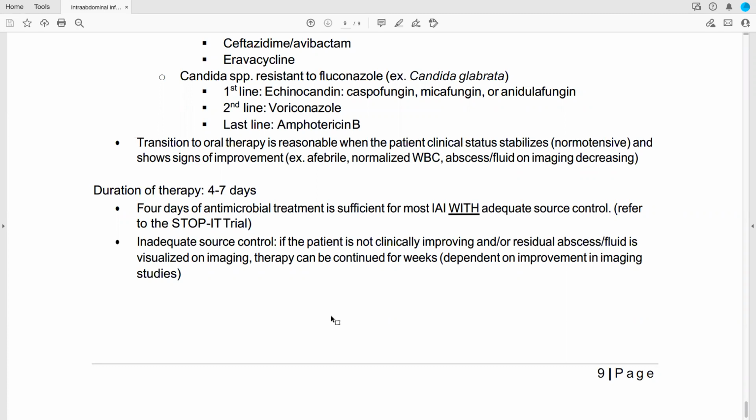Source control, as I previously stated, is really going to be our key to success. If you can drain out or pull out the bacteria or eliminate that source of bacteria, then you can ultimately use the antibiotics to continue to eliminate that inoculum. But whatever it is that you can do to stop that source of whatever is causing that infection will be optimal in terms of therapy.